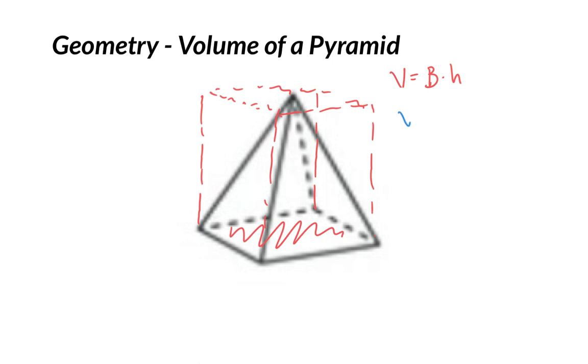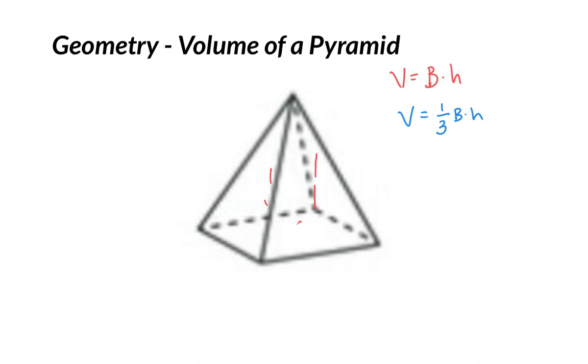The volume of a pyramid is 1/3 of that initial volume. So that's our adjustment to make it a pyramid: we just simply do the area of the base times the height and then really just divide by 3 or multiply by 1/3. Of course, those accomplish the same thing. Let's do an example.